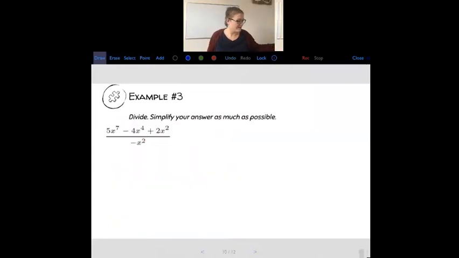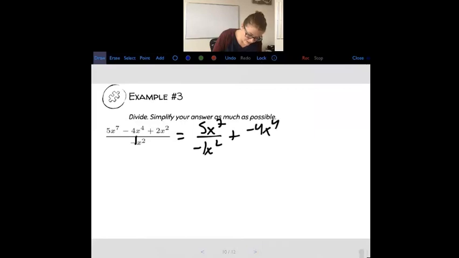Okay, example number 3, our last example. Divide and simplify your answer as much as possible. So for this problem, what I would recommend is splitting up the numerator and leaving it over the same denominator, and I'll show you what that looks like. One thing is we have negative x squared on the bottom. If you're more comfortable, if you don't see a number in front, you can put a 1 there, okay? So this can be rewritten as 5x to the 7th divided by negative 1x squared. I'm going to keep addition in between and just keep my signs.